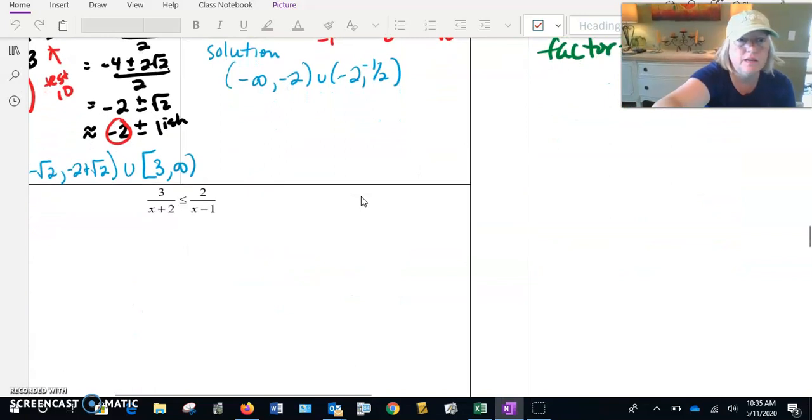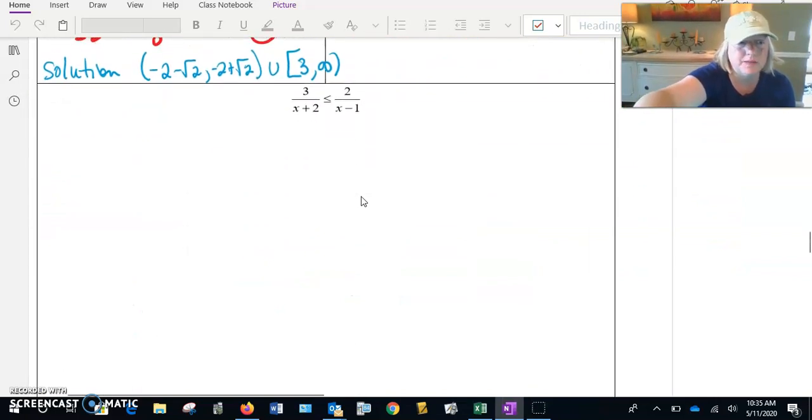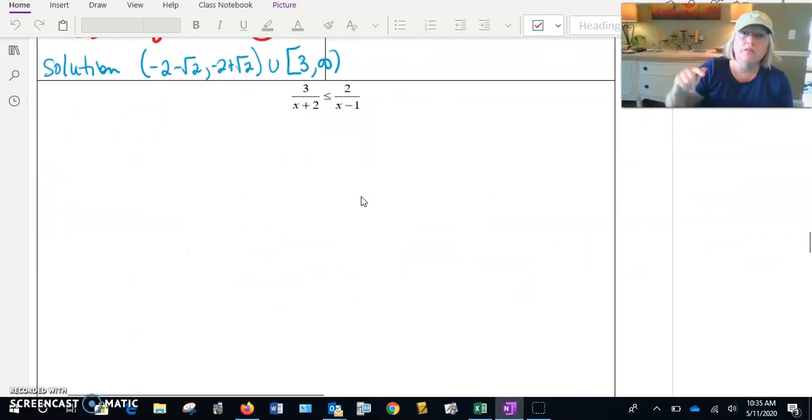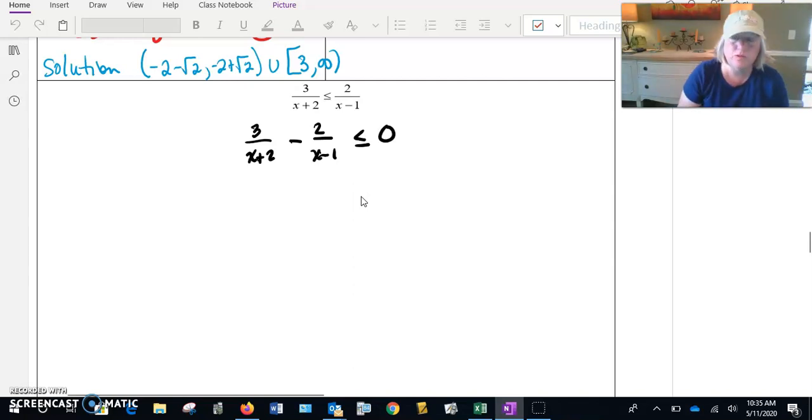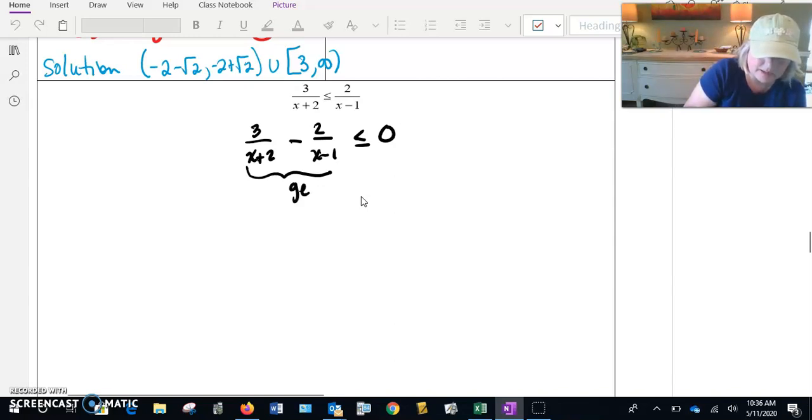All right, let's scroll down and let's take a look at the last problem in this set of notes. Now, the one thing that's interesting about this one is that we don't have 0 on one side. To start this problem, and I did mention that in the previous video, the first thing we're going to do is get everything on one side. So I move the 2 over x minus 1 over by subtracting it. And then once I get this to this side, I need to get a common denominator, and we need to add those together.